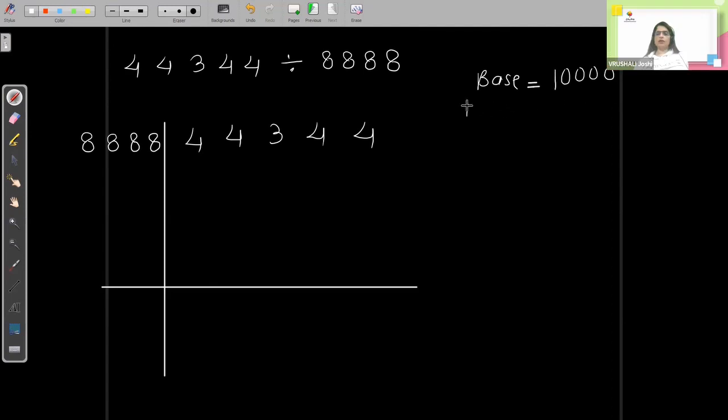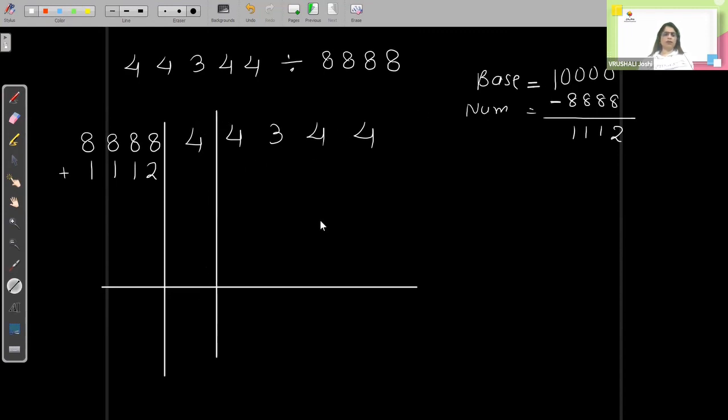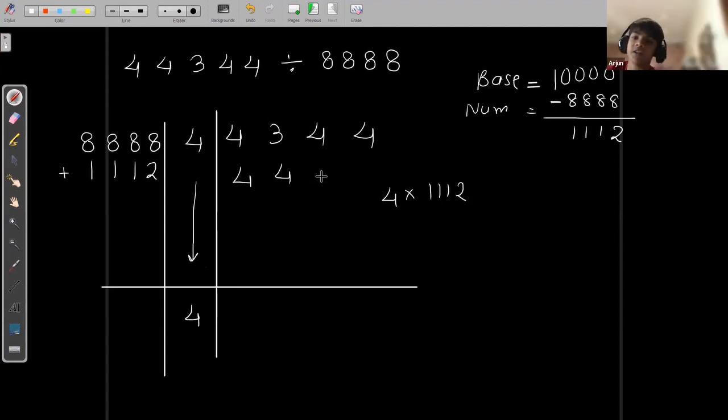So 10,000 minus the number that has been given to us to divide with, which is 8,888. All from 9, last from 10, 1, 1, 1, 2. So you write a plus 1, 1, 1, 2. And base has 4 zeros. So we are going to leave the 4 numbers here. The first digit will come down as it is, which is going to be 4. And then we have 4 multiplied by 1, 1, 1, 2. That's going to be 4, 4, 8.